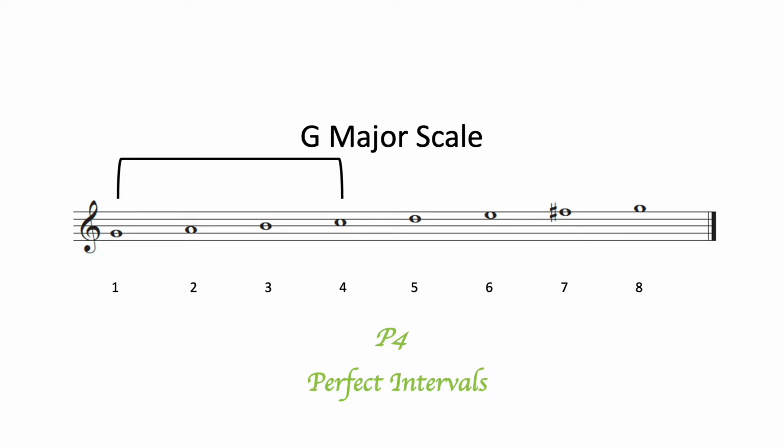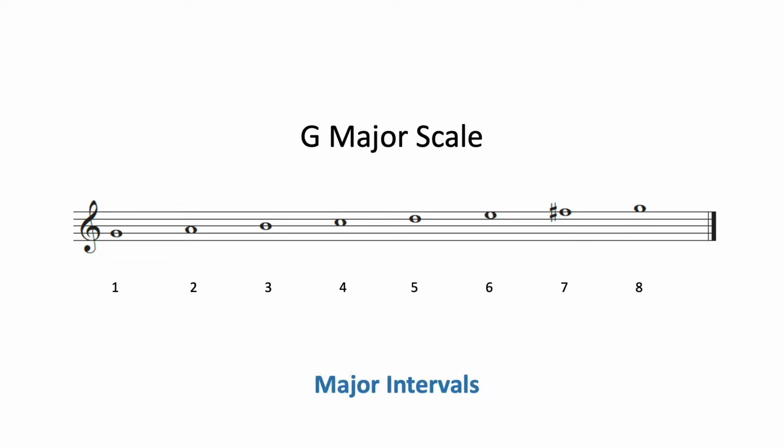Now, all the other intervals are not perfect. Since we have a major scale, they're known as major intervals. So for instance, from G to A, that is not a perfect interval. It's an important one, but not as perfect as the perfect fourth or perfect fifth. So we call this a major second when we go from the first scale degree to the second scale degree. Same thing with a major third. These major intervals are indicated by an uppercase M and the number.